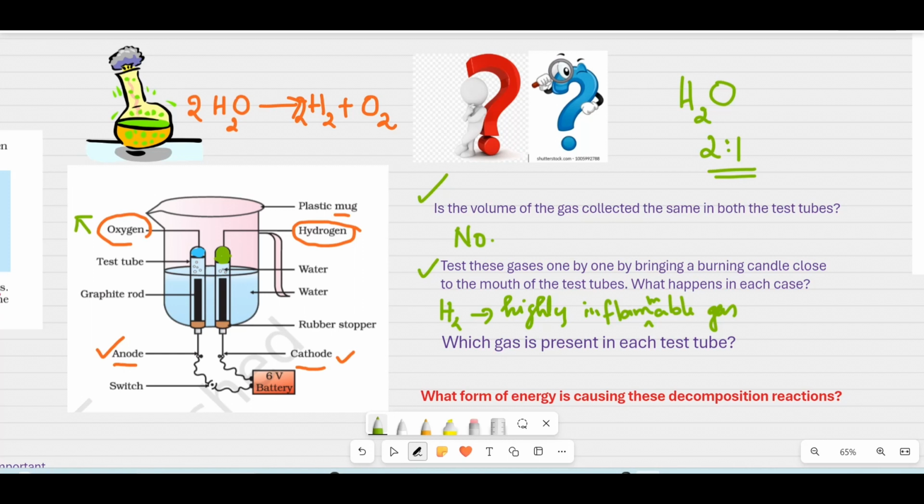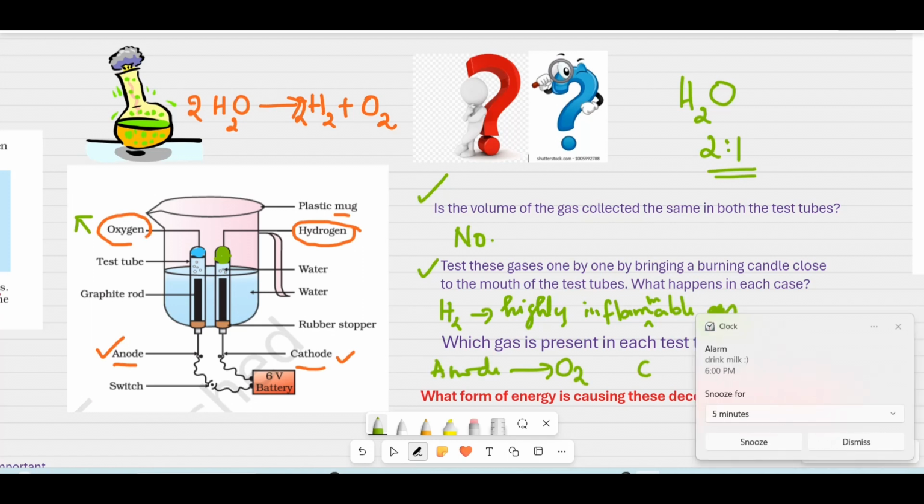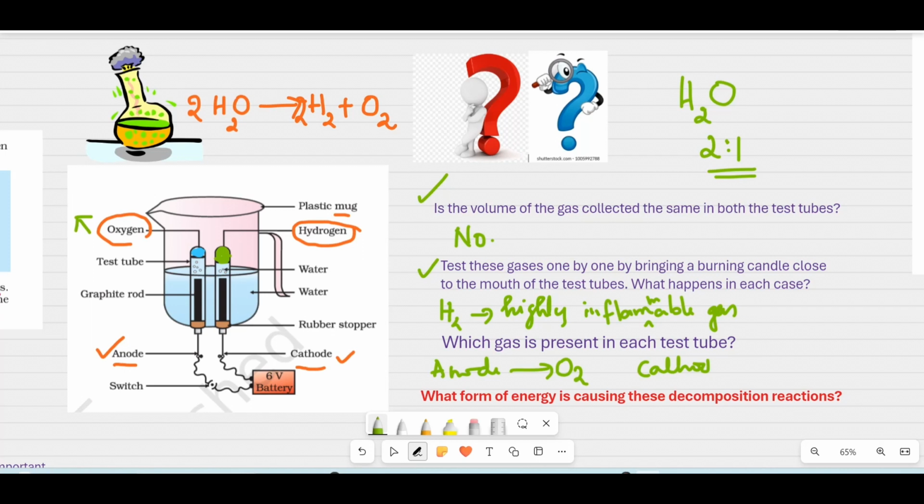Which gas is present in each test tube? That you already know. The anode will give oxygen gas, and the cathode will produce hydrogen gas.